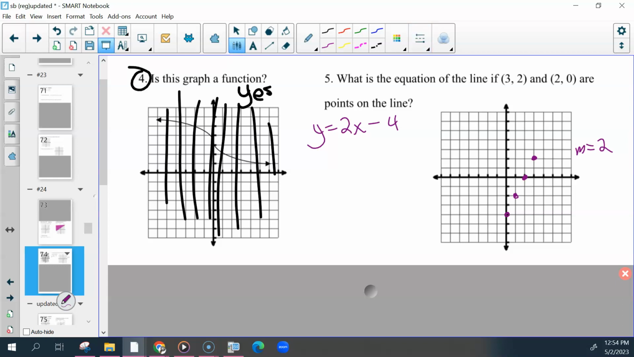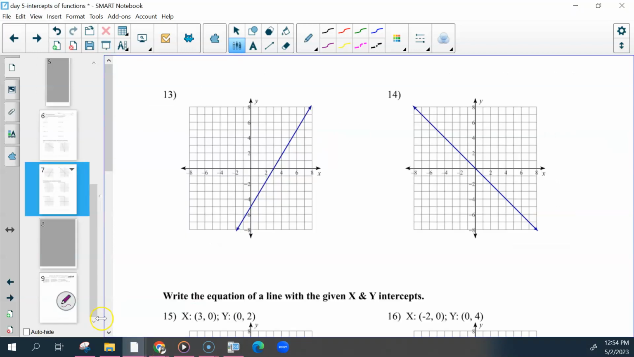Questions on either of those? If not, you should have your intercept notes in front of you.